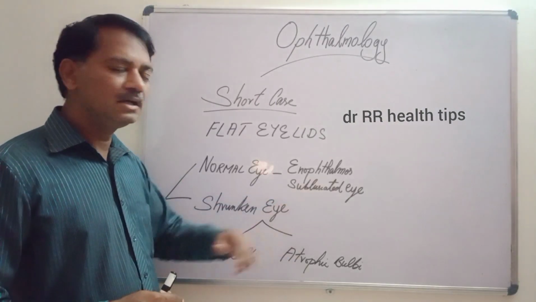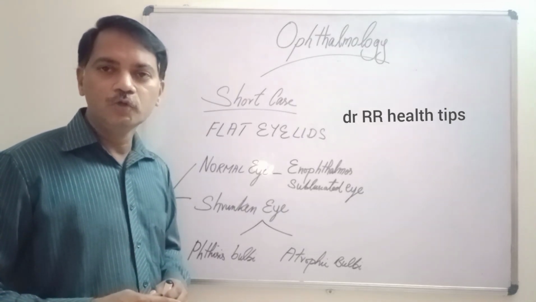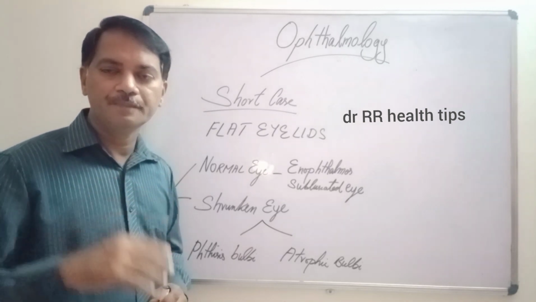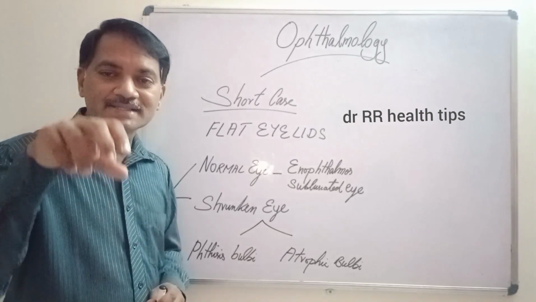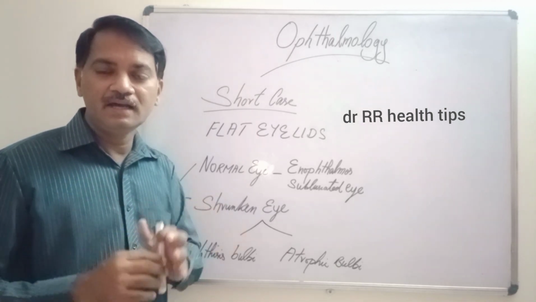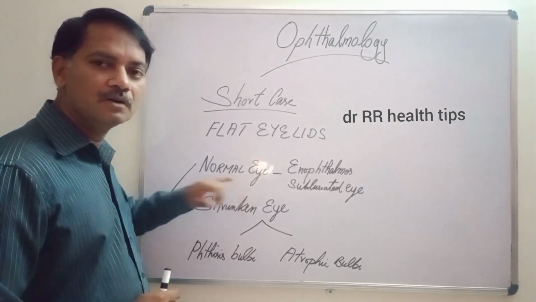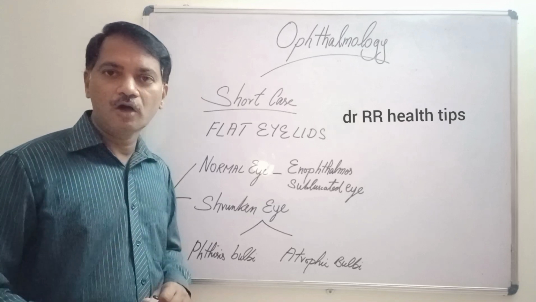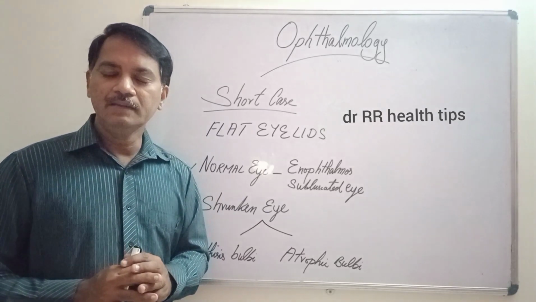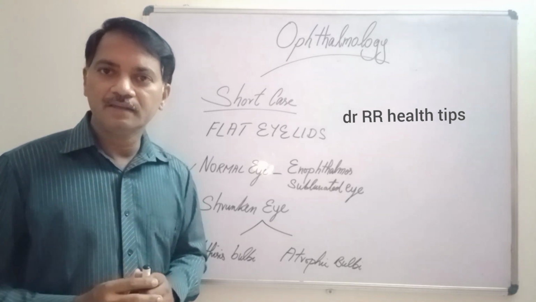Or the eyeball may have displaced into the sinuses. If there is a fracture of the floor of the orbit, the eyeball might have subluxated into the maxillary sinus. So, these may be the reasons for flat eyelids when there is a normal eyeball. The second important cause is shrunken eye or shrunken eyeball. The eyeball has become very small. It is not a normal eye.